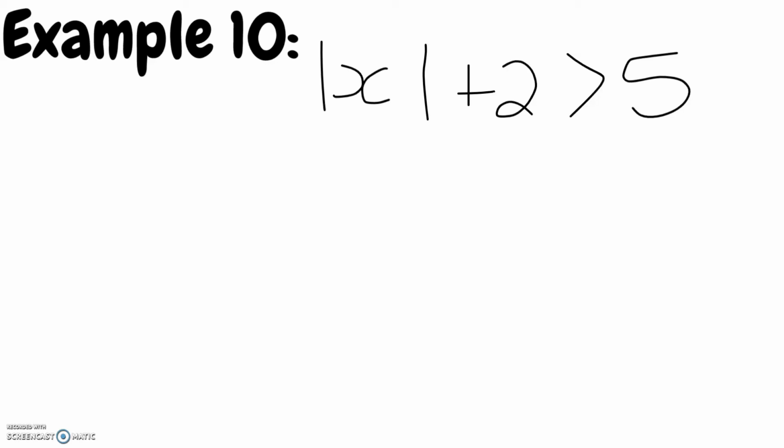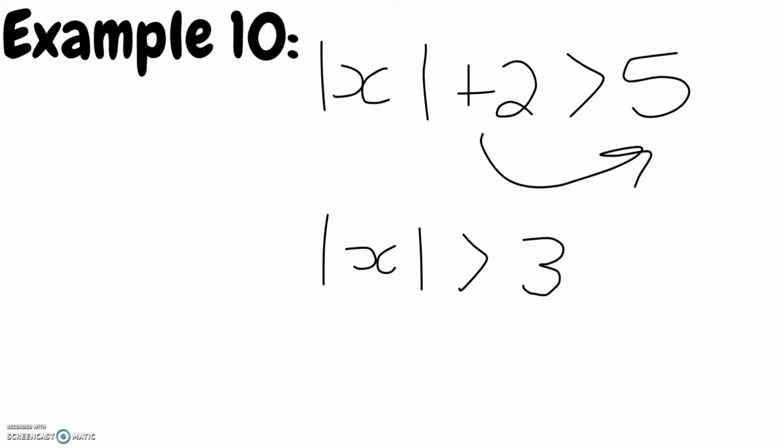And to do this, we need to take the constant we are adding, which is positive 2, and we are going to move it over to the other side of the inequality. By doing so, we are basically subtracting it, just like we would do if this was an equation. And so we're going to obtain the result that the absolute value of x is greater than 3.